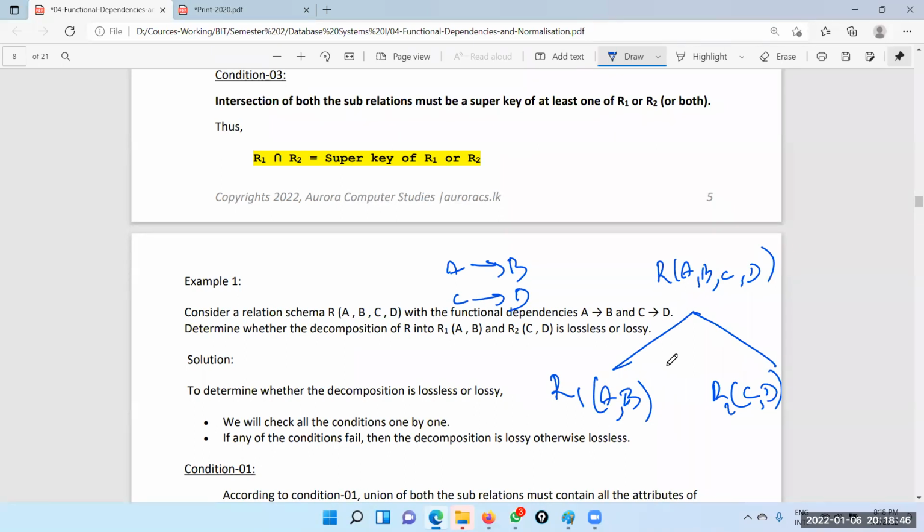Why? The intersection is empty. If you take here and here, nothing new, nothing common. So definitely R1 intersection R2 is empty. It can't be empty.